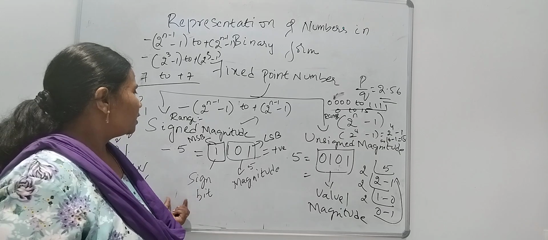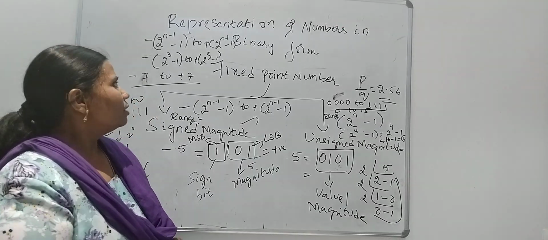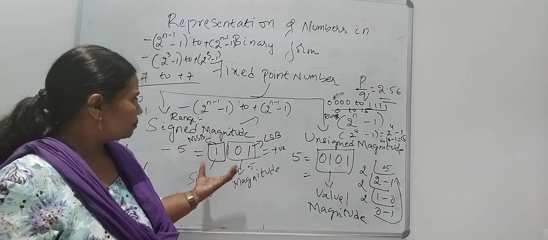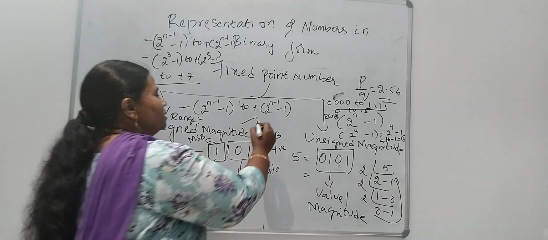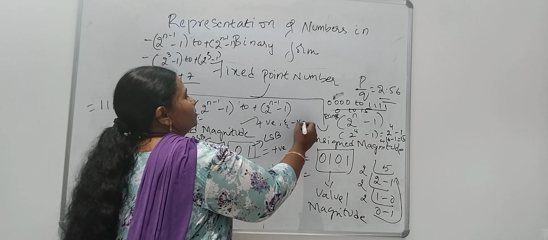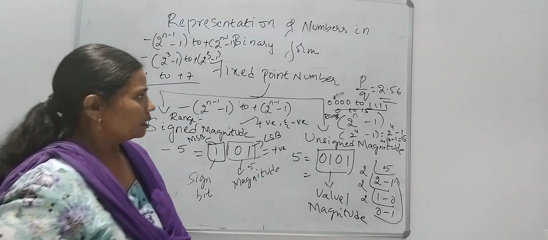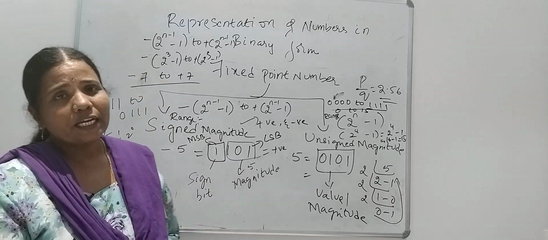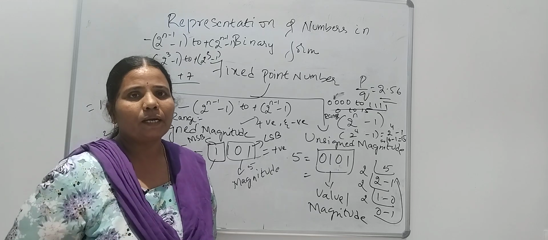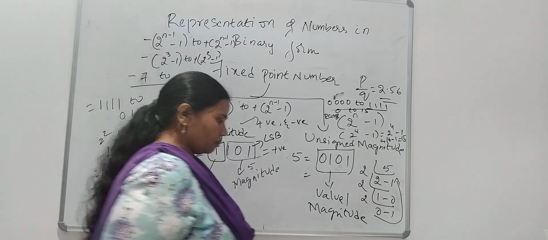Okay. So whenever you go for representation of negative numbers, in signed magnitude representation you can represent both positive numbers and negative numbers, isn't it? Whenever you go for negative numbers, they are represented in two ways. One is 1's complement, another one is 2's complement. That we will see now.